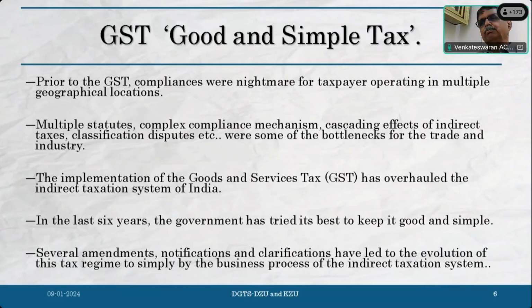So it is a good, simple tax we can call, even though right now some people are of the opinion that it is not that simple, it is really complicated. But now we have a taxation for the entire country, one tax, one nation. With a big country like ours, some hiccups are bound to happen.